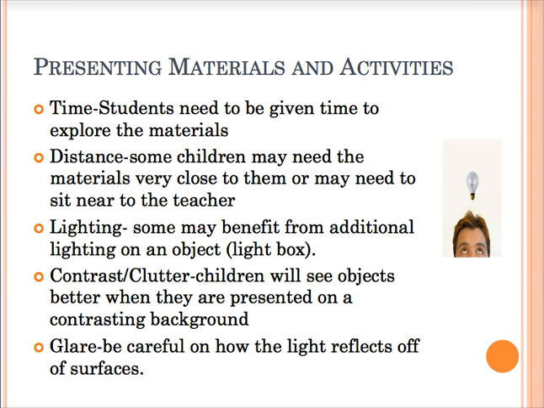Consider the contrast and clutter. Children will see objects better when they are presented on a contrasting black background and with minimal print and pictures around it. For example, white text on black paper or black text on a white paper. Glare. Be careful on how the light reflects off of surfaces. Think about how sometimes you have to adjust your computer screen depending on the reflection of light.